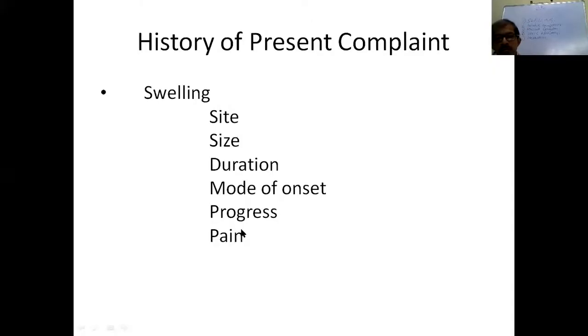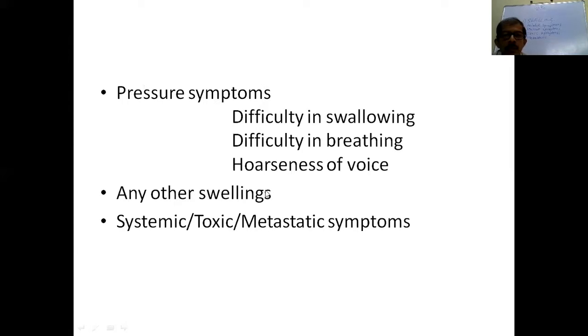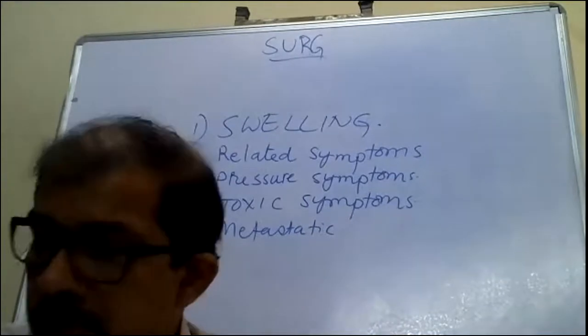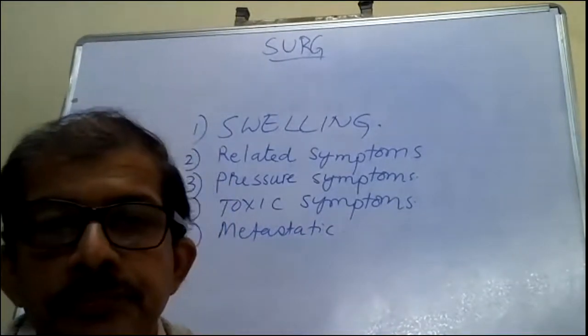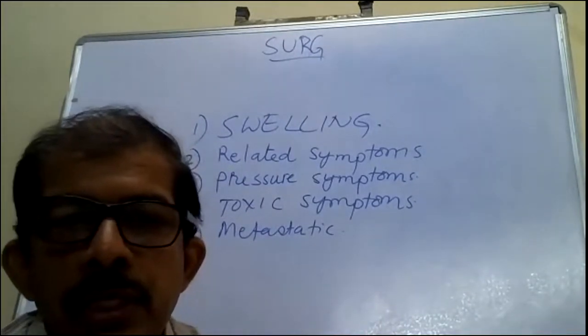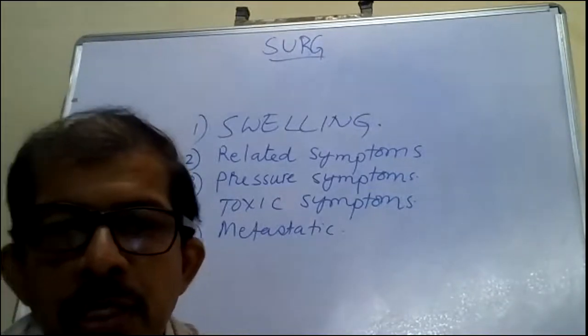So then pain, already I told you, pain may be there in inflammations and malignancies. Next is pressure symptoms: difficulty in swallowing, difficulty in breathing, hoarseness of voice, right? Then why have I put here any other swellings? Please tell me why I have asked to talk about any other swelling. In relation to thyroid, why should we ask any other swellings?